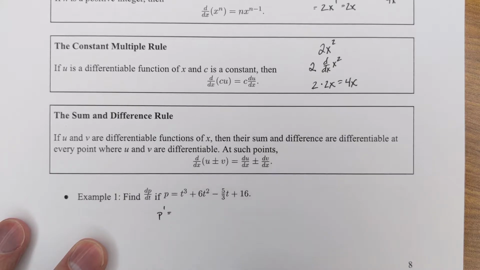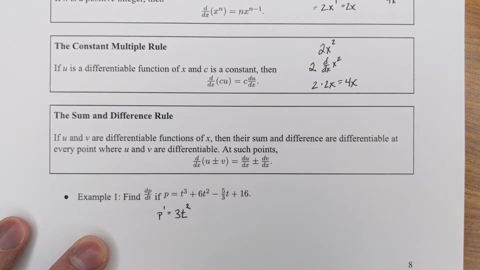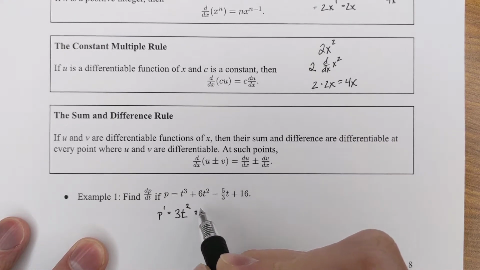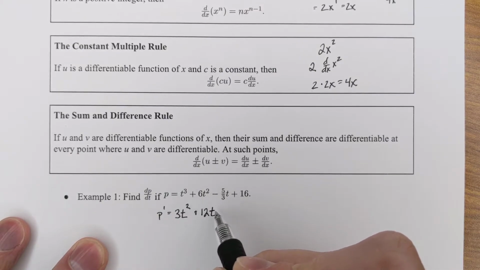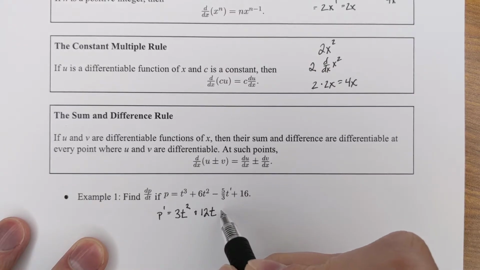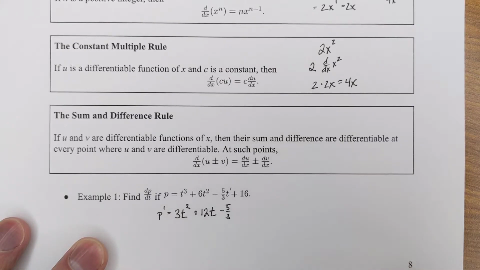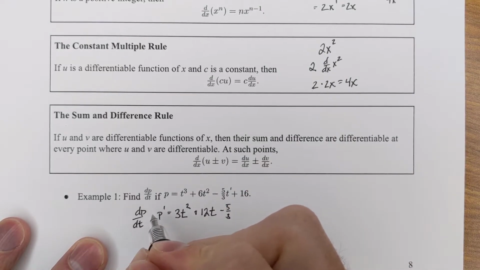These are each individually power rules. So for t cubed, the exponent comes out front, subtract 1 from the exponent. For 6t squared, the exponent comes out front, multiplies the 6, giving me 12t, with the exponent counting down by 1. This next one has an exponent of 1, so 1 times negative 5/3 is negative 5/3. Now in this case, there are no t's left. Technically it's t to the 0th power, but that's 1, so it disappears. And 16 is a number, so its derivative is 0, so it's gone. So this equation is the derivative of that equation, or dp/dt.